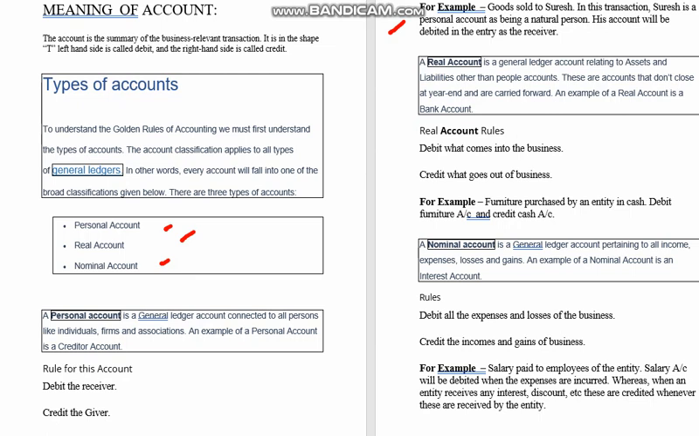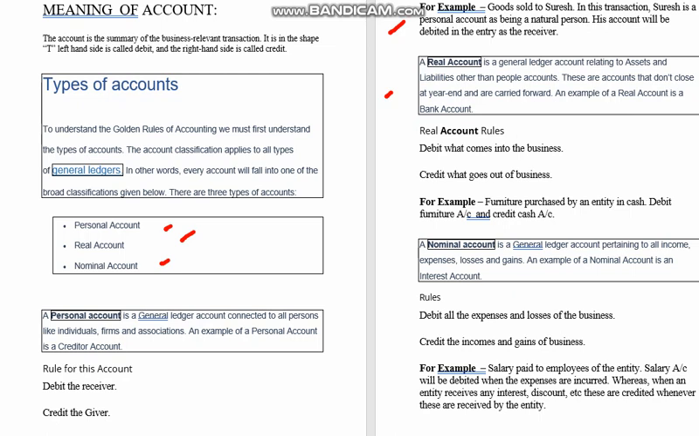Coming to the second account, the real account. This account is related with assets, and we can take goods also into this account. Any asset coming into the business or going out from the business, we apply this rule: debit what comes in, credit what goes out. So if anything is coming into the business, either goods or assets, we have to debit. If anything is going out from the business, we have to credit.